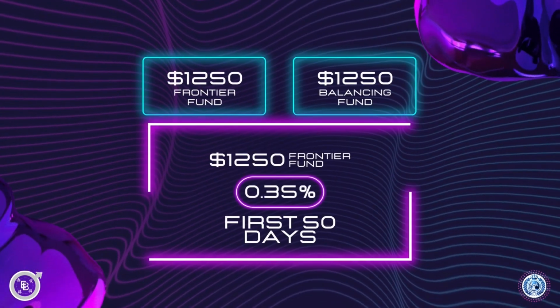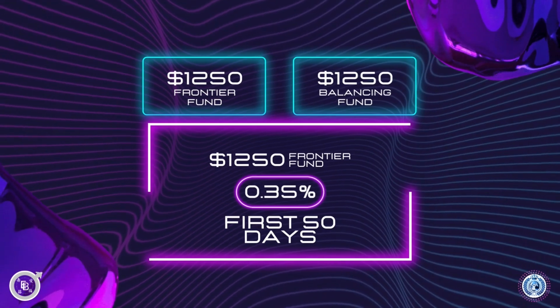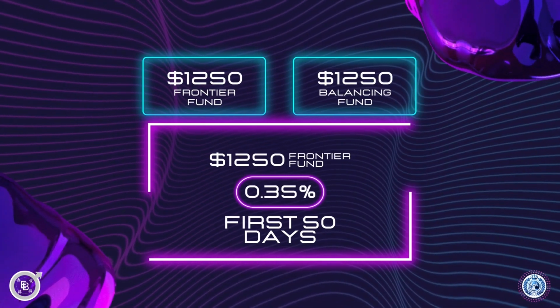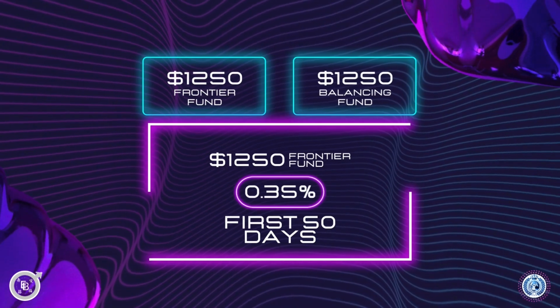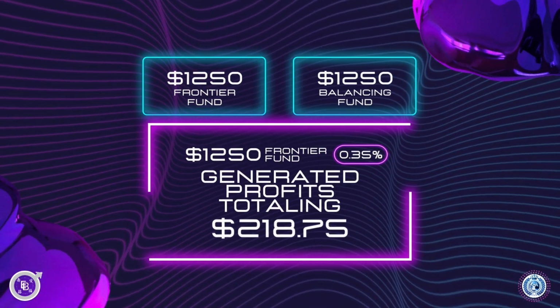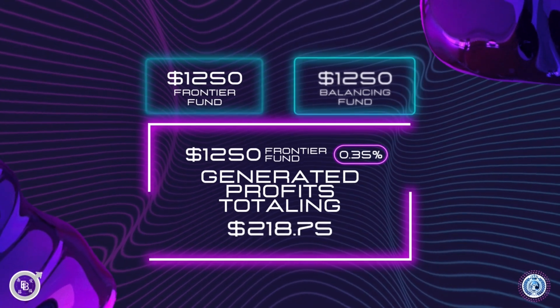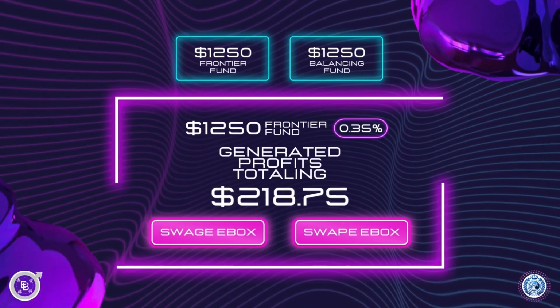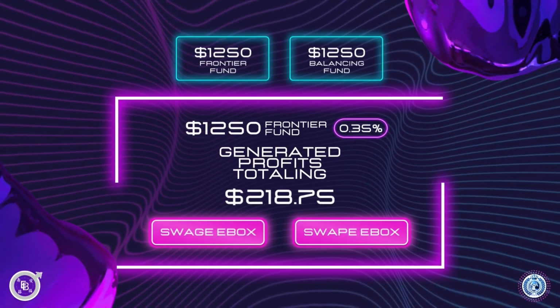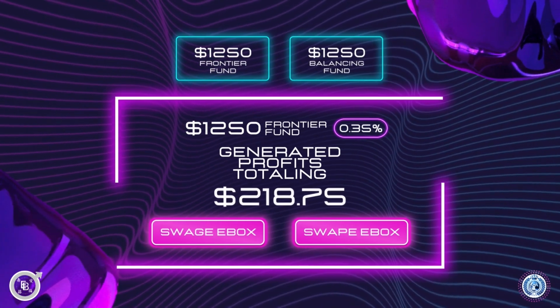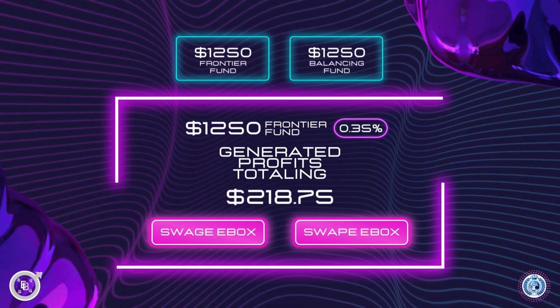Your $2,500 in the Frontier Fund will start generating profits at a rate of 35% daily for the first 50 days. This means that by the end of this period, you will have generated profits totaling $218.75. These profits will be credited to your Swage eBox and Swap eBox accounts as per the proposed index. Now, let's look at the next phases of the Bloom hosting model's generation flow in our upcoming segment.